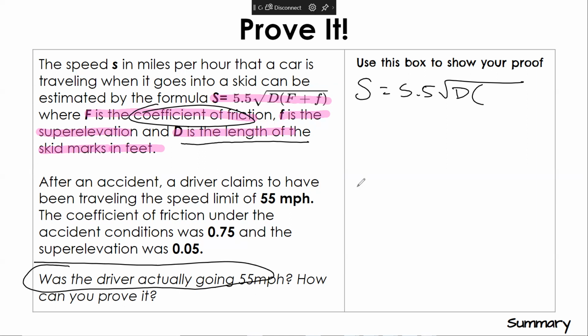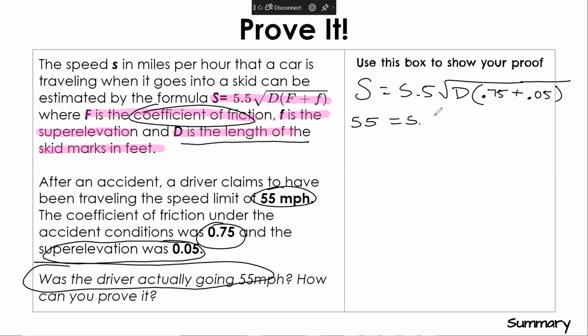Yeah, they told us it was 0.75, right? We're going to go ahead and plug that in. Did they tell us what little f is? Yeah, the super elevation was 0.05. And then did they tell us what the speed was? Okay, we're going to assume this guy was going 55, right? So 55 is equal to 5.5 times the square root of d times 0.75 plus 0.05.